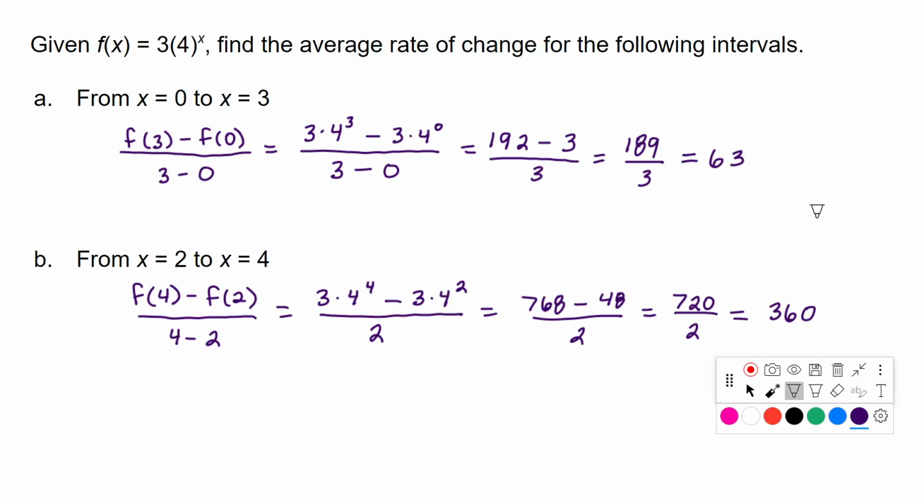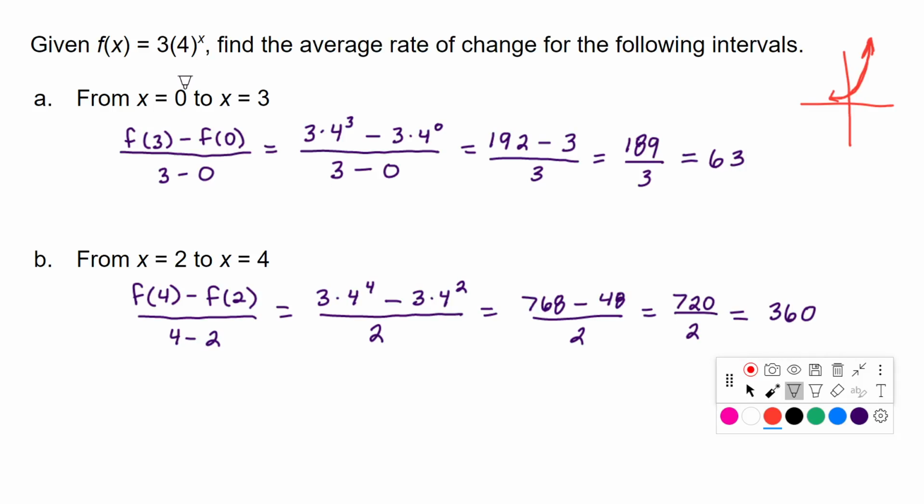Now, you might be wondering, since it's the same function, why isn't the average rate of change the same? This isn't a linear function. If it were a linear function, the average rate of change would be the same. We call that the slope. But because this is exponential, you have to keep in mind that with an exponential function such as this, we're going to have a graph that looks like this, that is going to grow, and as the x values get bigger, the rate of change increases.